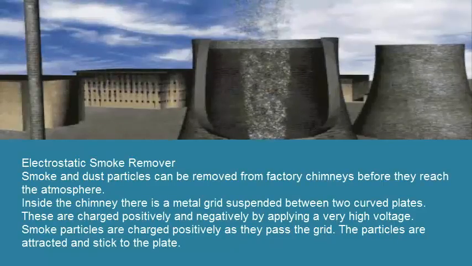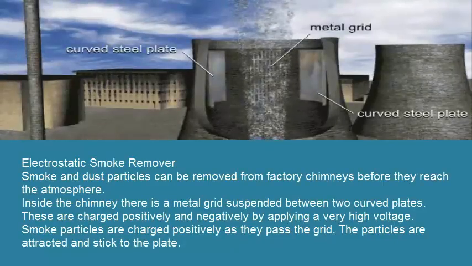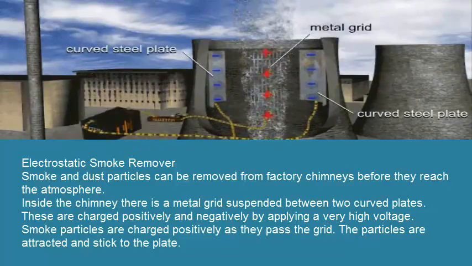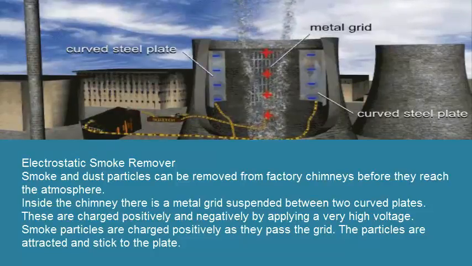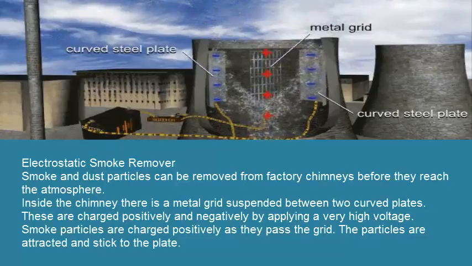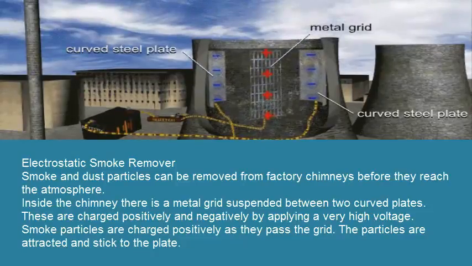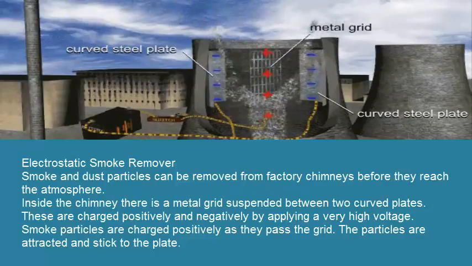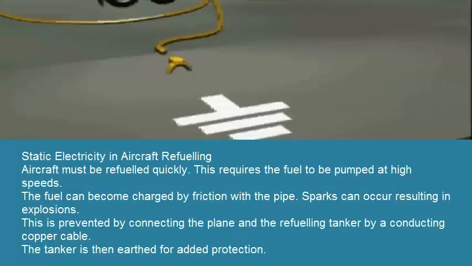Electrostatic smoke remover. Smoke and dust particles can be removed from factory chimneys before they reach the atmosphere. Inside the chimney there is a metal grid suspended between two curved plates. These are charged positively and negatively by applying a very high voltage. Smoke particles are charged positively as they pass the grid. The particles are attracted and stick to the plate.